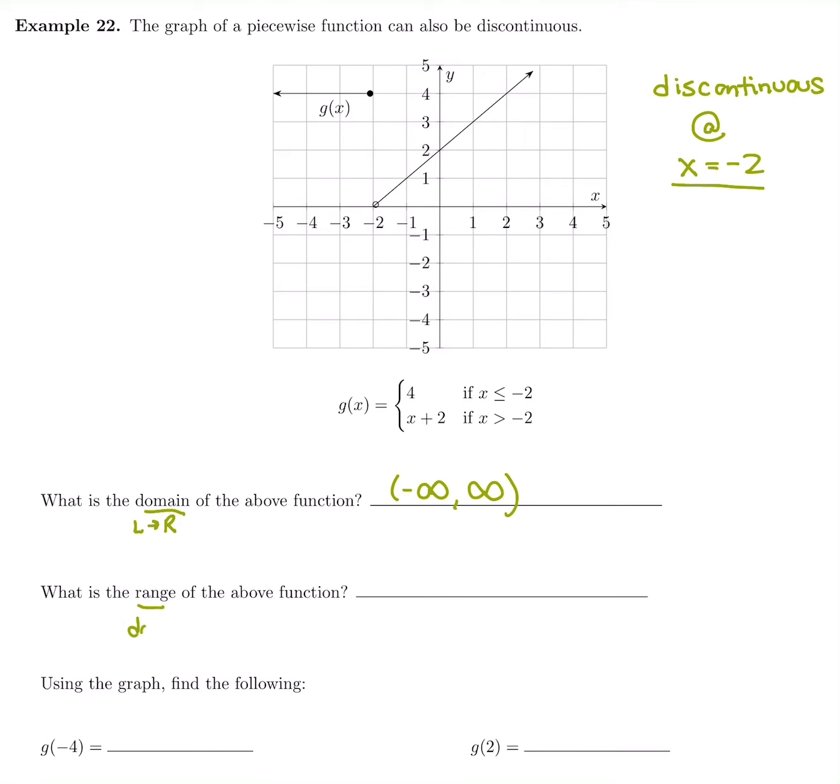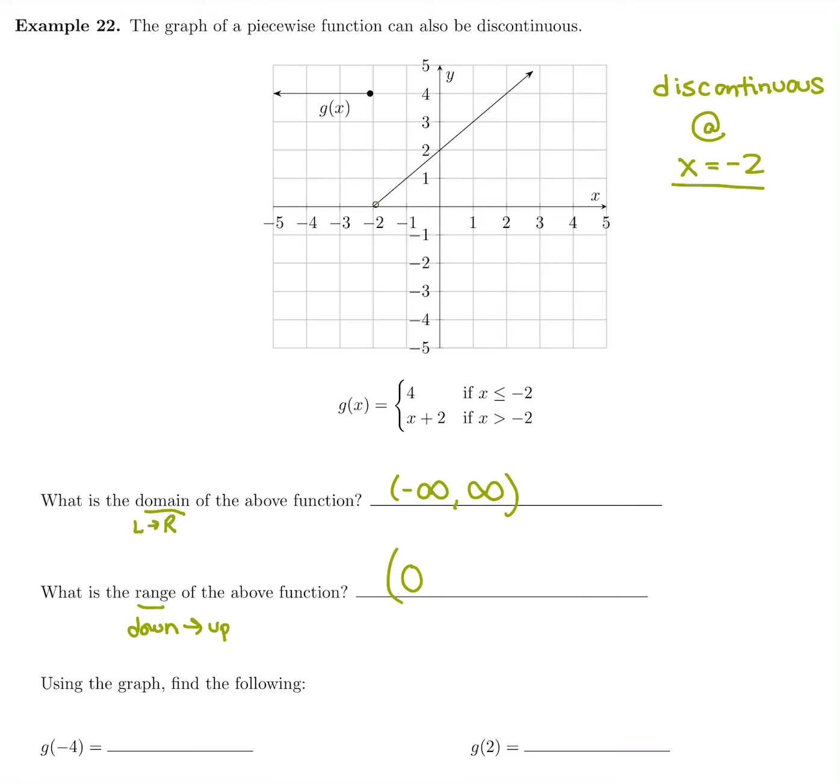Range, we're reading down to up, looking at the y values. So looking down on the graph, the lowest that it goes is -2, but it doesn't, or the y value there is 0. So we're looking at x is -2, the y value is 0, but it doesn't actually touch at 0 because there's that open circle. So the lowest we dip down is 0, but it's not included because there's an open circle.